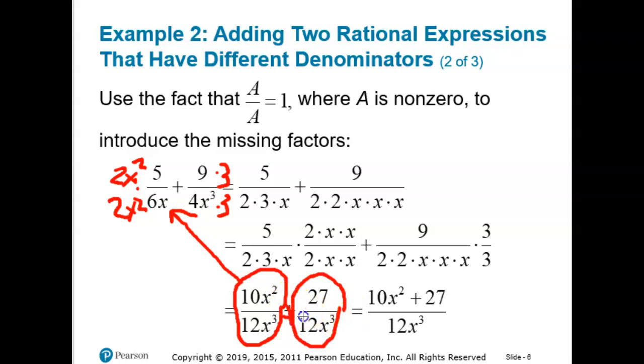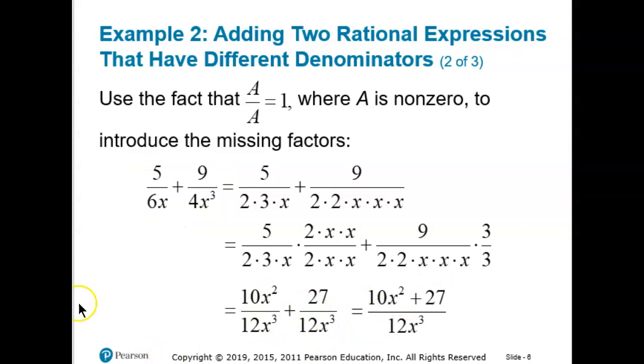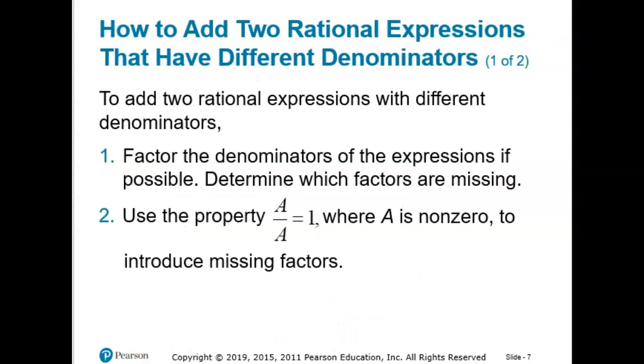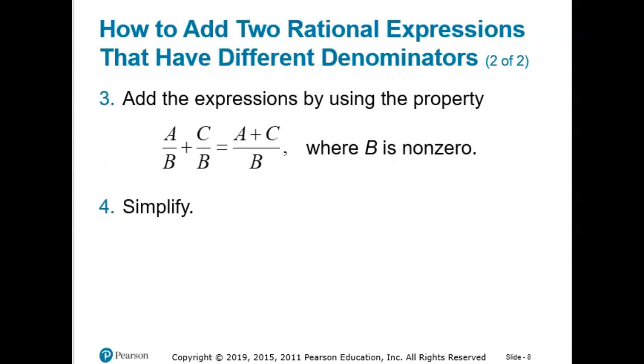Now we're adding these. When we add these, we only add the numerators. So we get 10x squared plus 27 all over our common denominator. So when we add two rational expressions that have different denominators, we first must find the common denominator and then simplify.